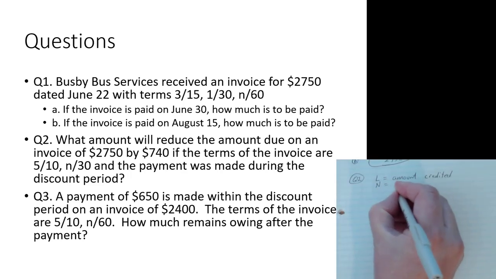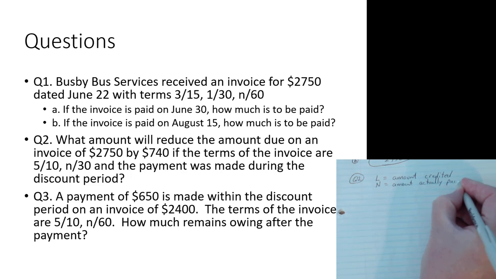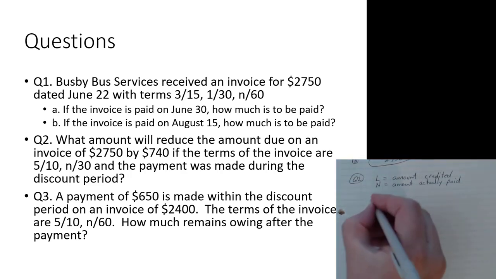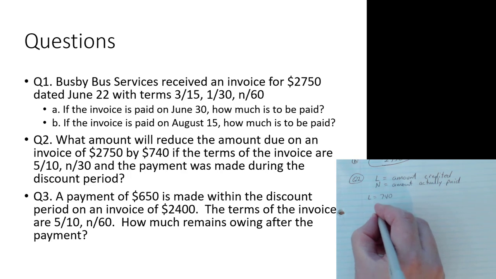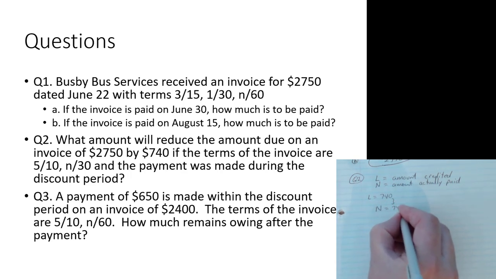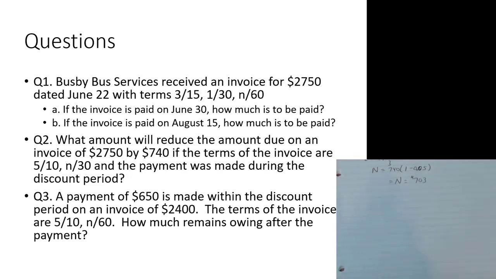And again, just to refresh, N is the amount actually paid. Very important distinction. Okay. So that L is equal to 740. And I want to find the N. What do I got to cut the check for? So N is the list price, applying discounts. Yeah, it was made in the discount period. So I apply the discount. And the actual amount I pay is $703. The amount I get credit for is the $740. $37 discount. All right. Let's go on to question number three.